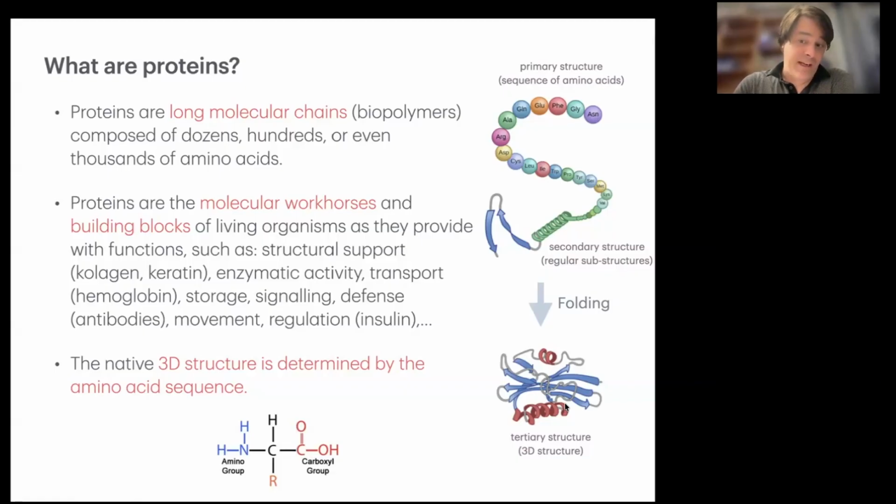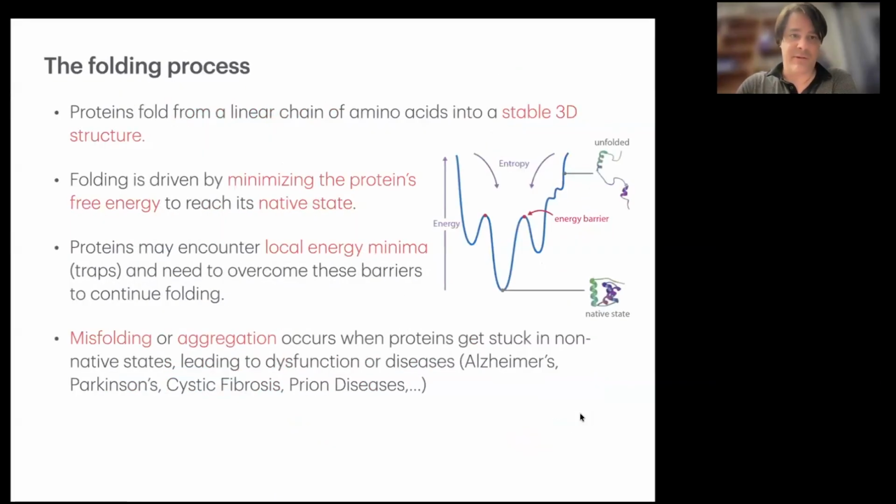And the important fact here is that its native state, so its 3D structure, is determined purely by the amino acid sequence. So given just a linear sequence, we should be able to uniquely construct the 3D structure. Of course, there are a handful of examples where proteins change their shape while doing some function, or they can be misfolded, for example in some types of diseases, but these are more exceptions than a rule.